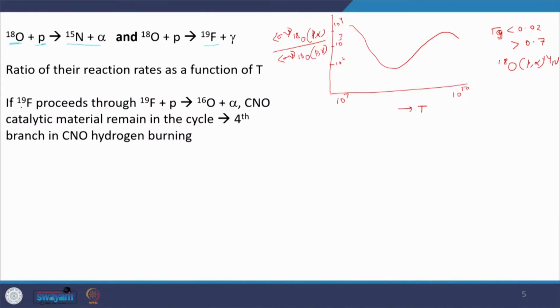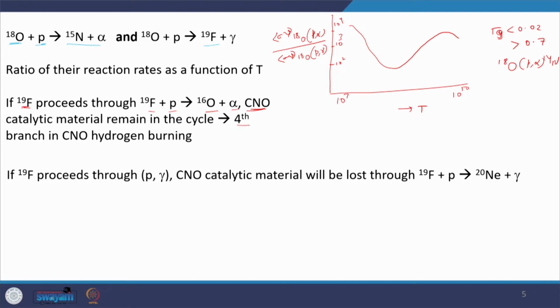Now, if we consider another nucleus, fluorine 19, this proceeds through fluorine 19 plus proton, giving rise to alpha plus oxygen 16. Because of this, the CNO cycle catalytic material remains in the cycle, which leads to the occurrence of a fourth branch in CNO hydrogen burning. However, if fluorine 19 does not participate in P alpha but participates in P gamma, then the catalytic material will be lost through this reaction, forming neon 20. With this the CNO cycle is ended, forming neon 20, and this neon 20 initiates some other cycles.